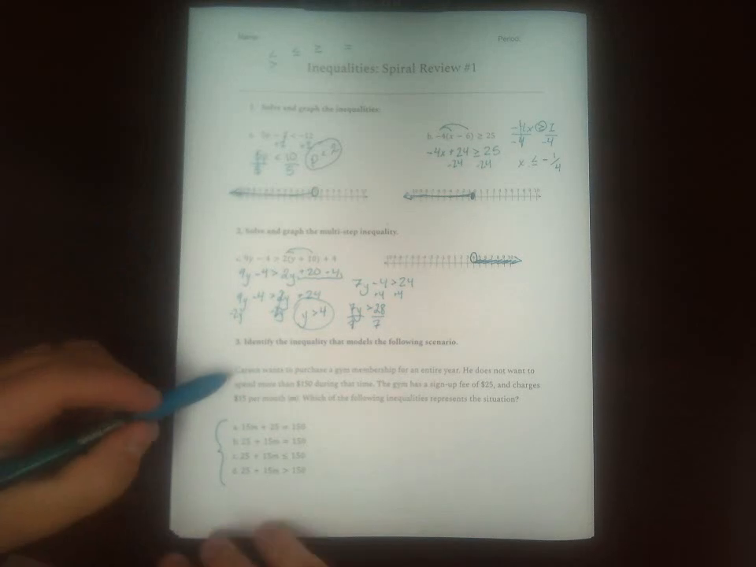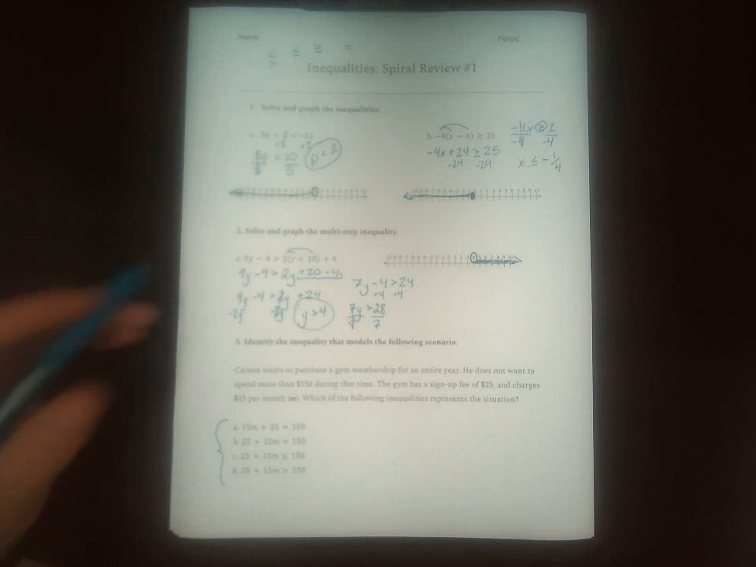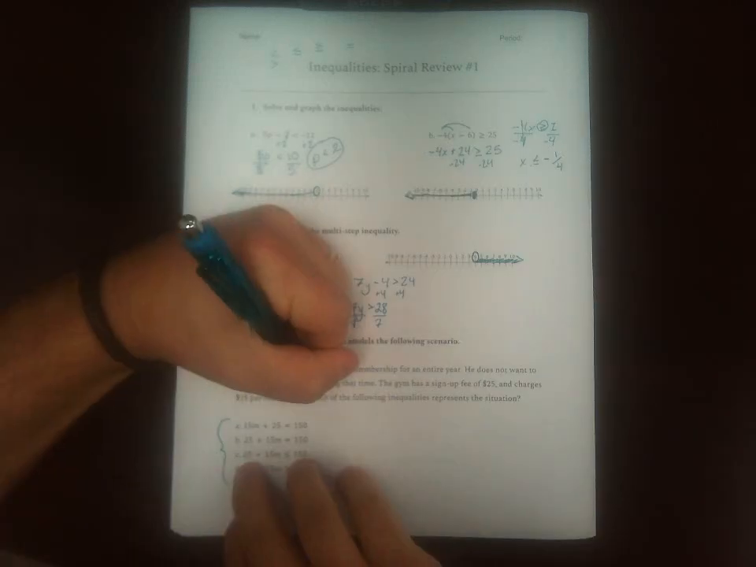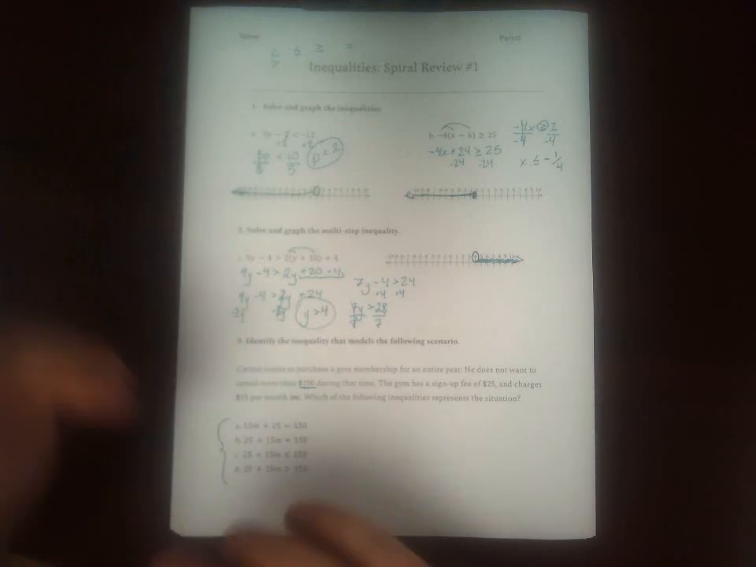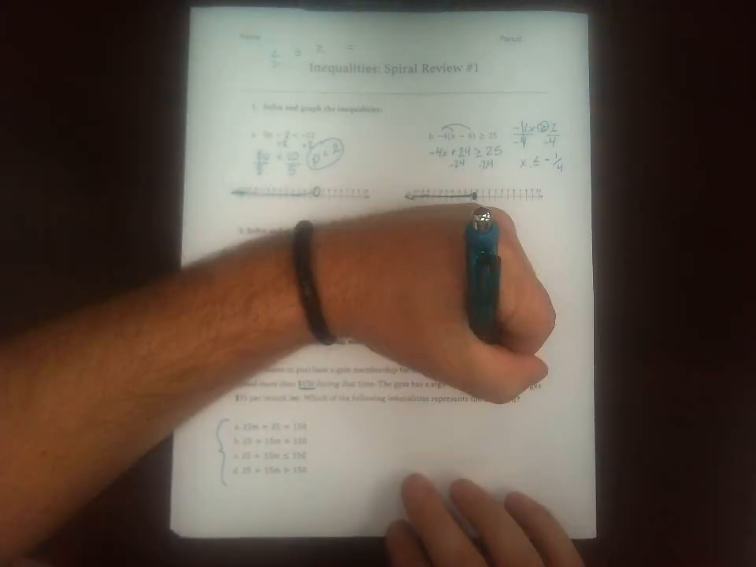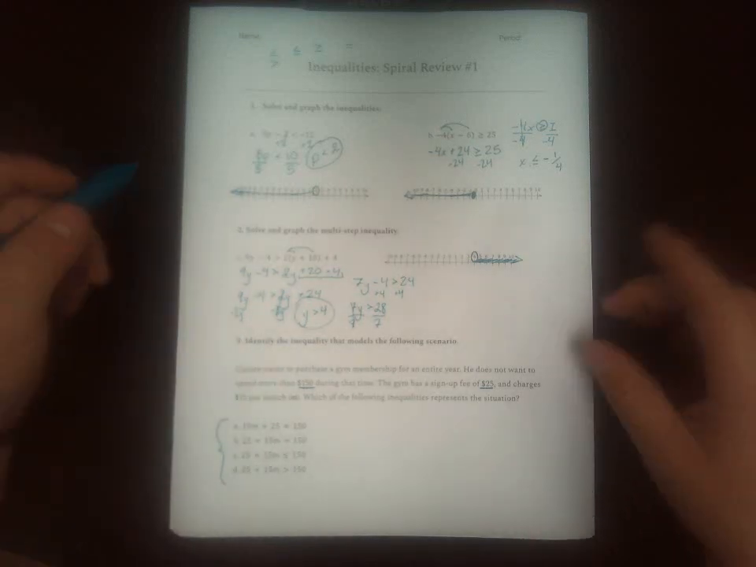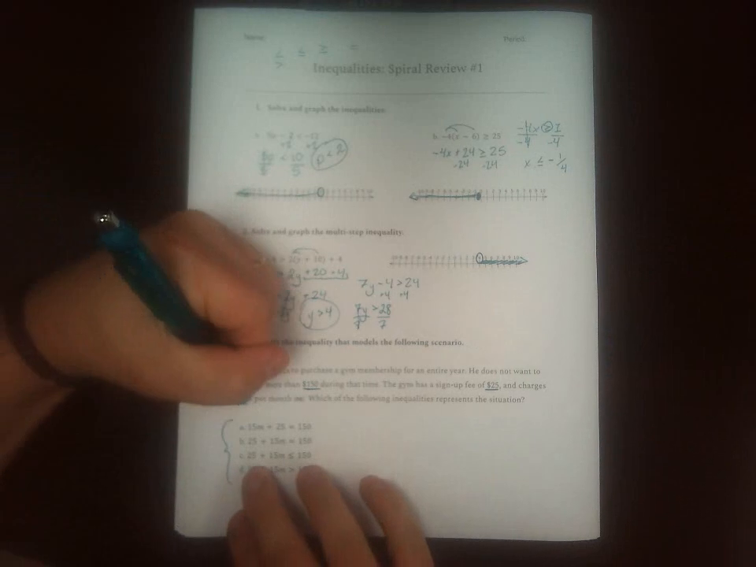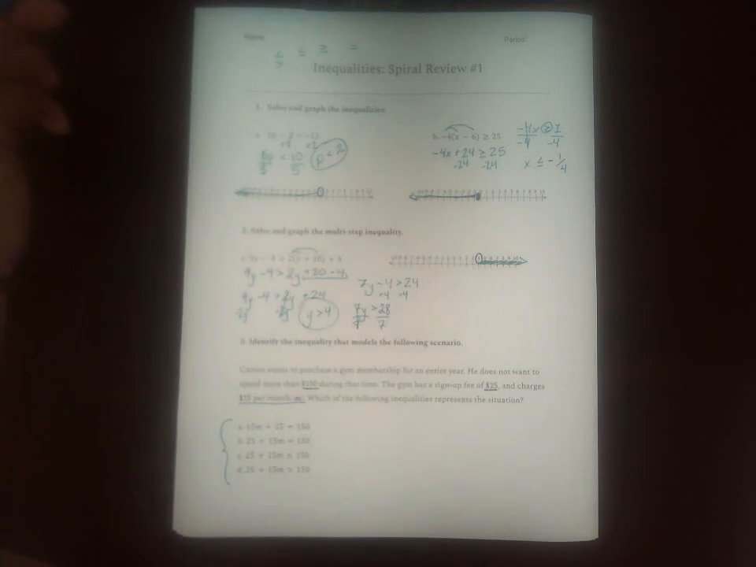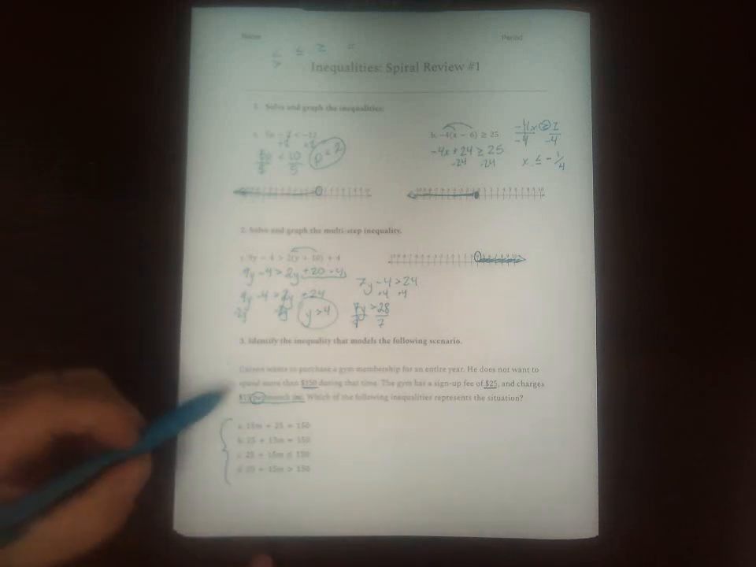All right, so Carson wants to purchase a gym membership for an entire year. He does not want to spend more than $150 during that time. Okay, there's the total that he does not want to spend more than. Okay, the gym has a sign-up fee of $25. Okay, now remember, a sign-up fee is a one-time charge. And then they charge $15 per month. Okay, so remember, if you see the word per, that means you need to put your variable with that number.